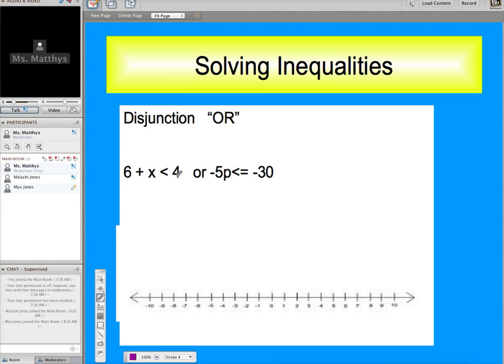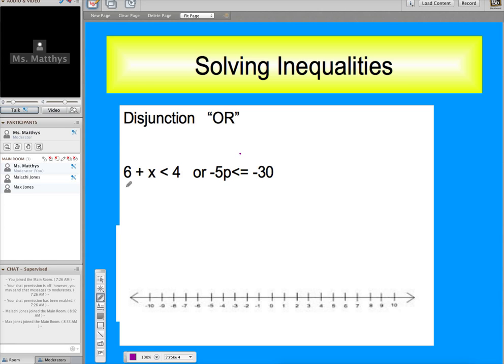When we do or, it could be this group. X can be all this stuff over here, or it can be all this stuff on the right. It can be the left stuff or the right stuff. So we can include both on the number line. Let's do the first one. 6 plus x is less than 4. Okay, how would I solve for x here?